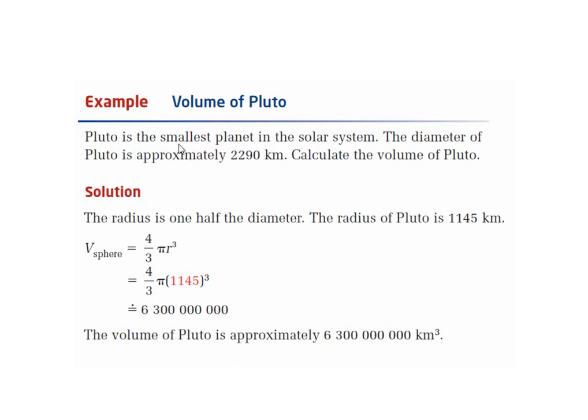If we say when it was a planet in the solar system, it was the smallest one. The diameter of Pluto is approximately 2,290 kilometers. Calculate the volume of Pluto.